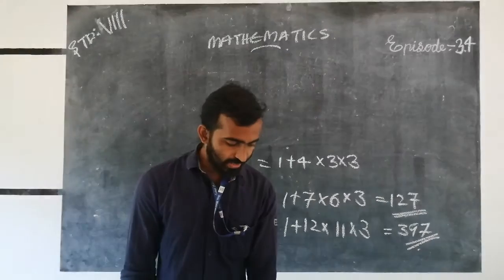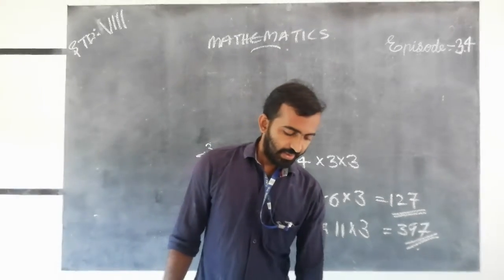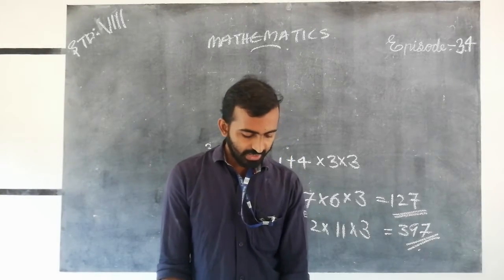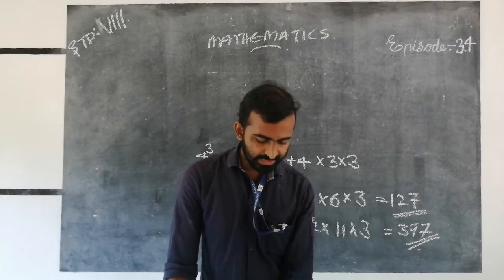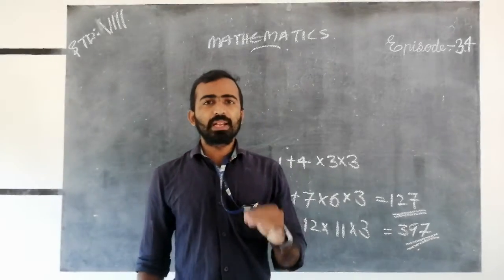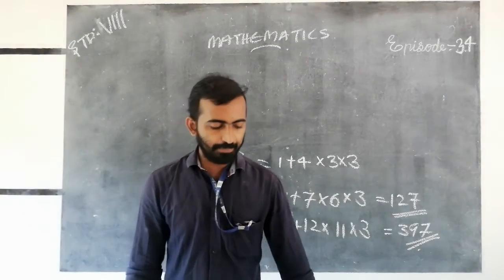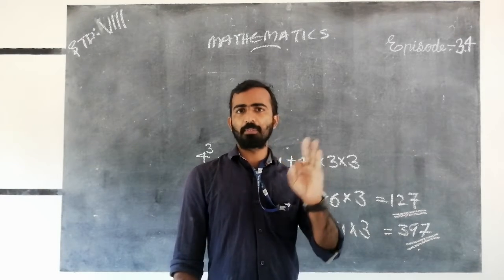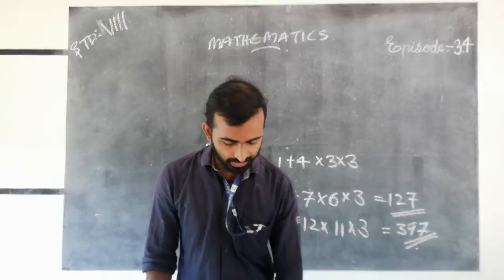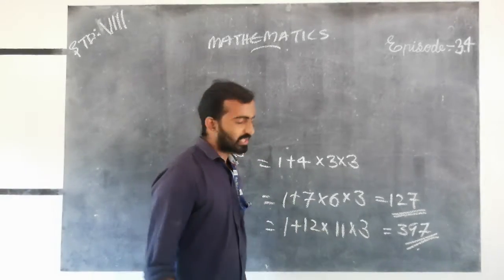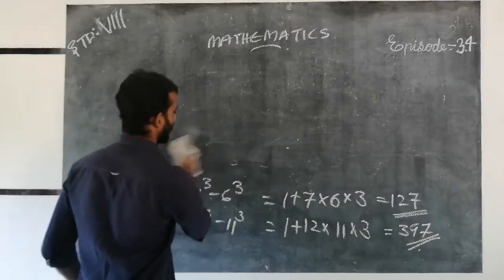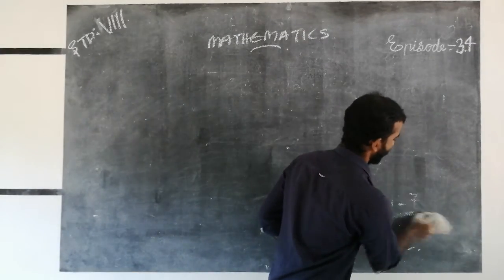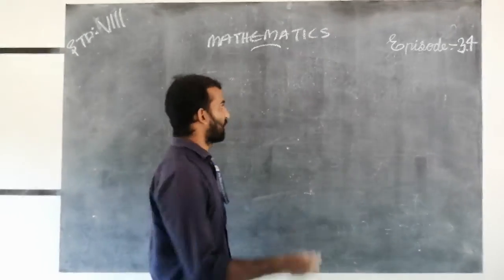These are for your homework. And next is cubes and their prime factorization. We already studied the prime factorization of numbers. Here in cubes, we take one group of 3 numbers. For example, we take 64.